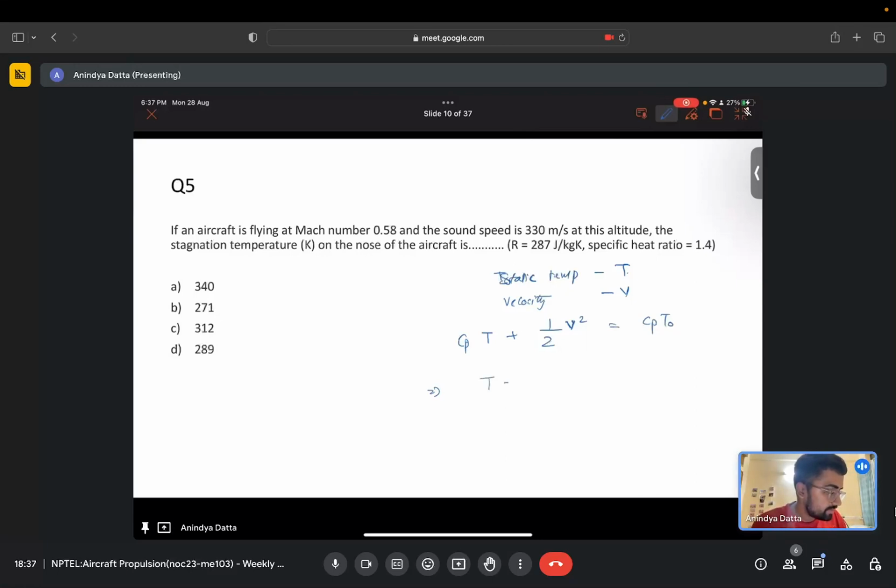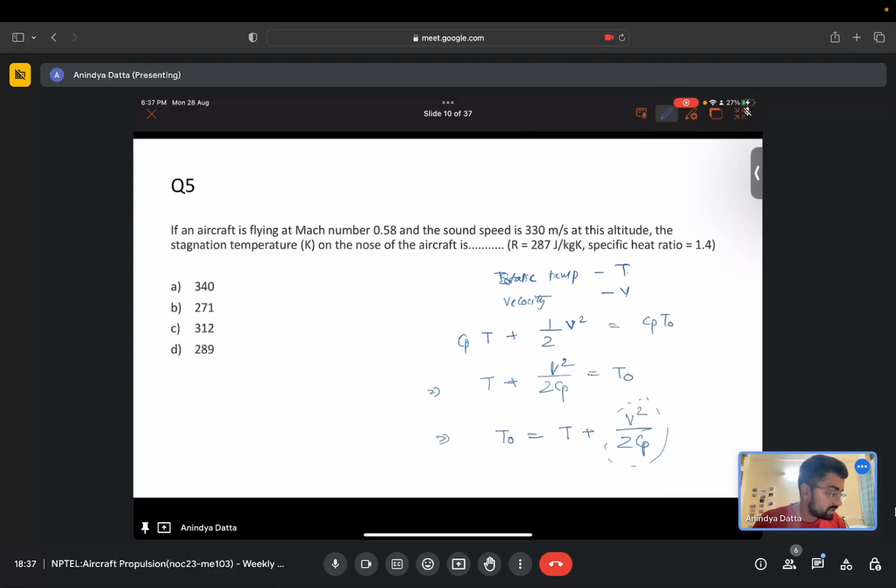Now if we simplify this, we get V square by 2 Cp equals T0 minus T. So the stagnation temperature is the static temperature plus V square by 2 Cp. This thing we can sometimes call the velocity temperature, which is the temperature equivalent of velocity.